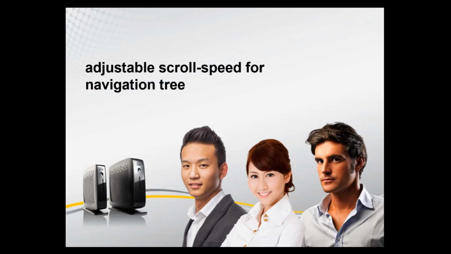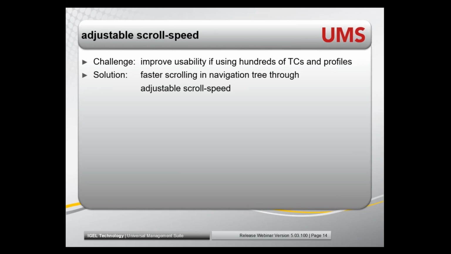Now the possibility to adjust the scroll speed for the navigation tree. And the challenge was to improve the usability. Of course, if you have a UMS with a lot of thin clients and a lot of profiles, then it took too much time to scroll in the tree to find the right one. And the solution is to adjust a faster scrolling in the navigation tree.